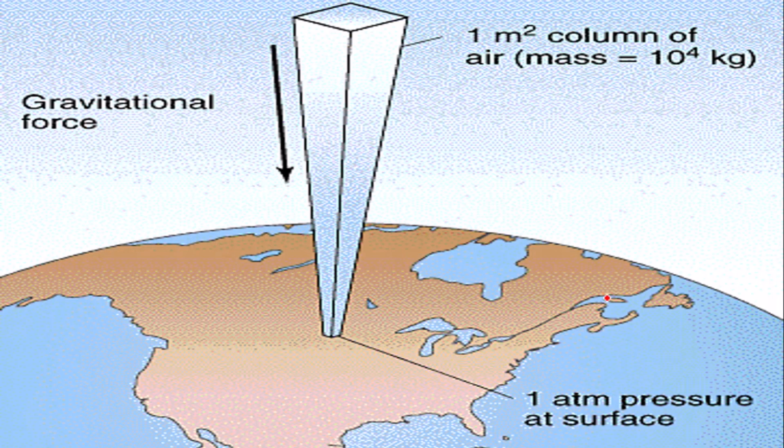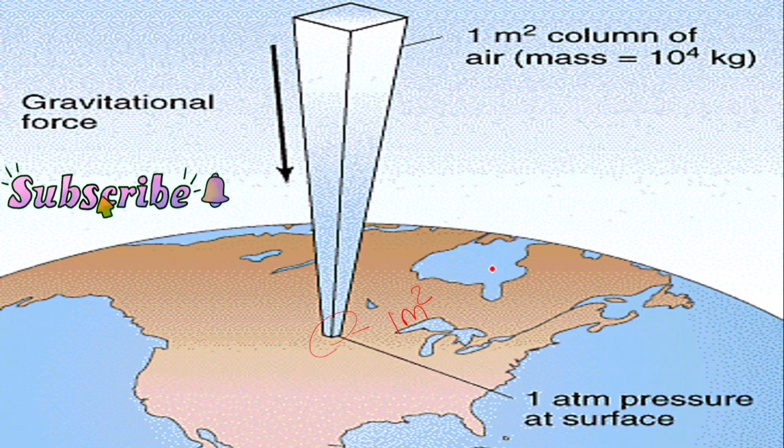So this is Earth's surface, an area of 1 meter square. The air above this 1 meter square pushes on the Earth by a force called atmospheric pressure. So the atmospheric pressure again is the weight of the air column on an area of 1 meter square.